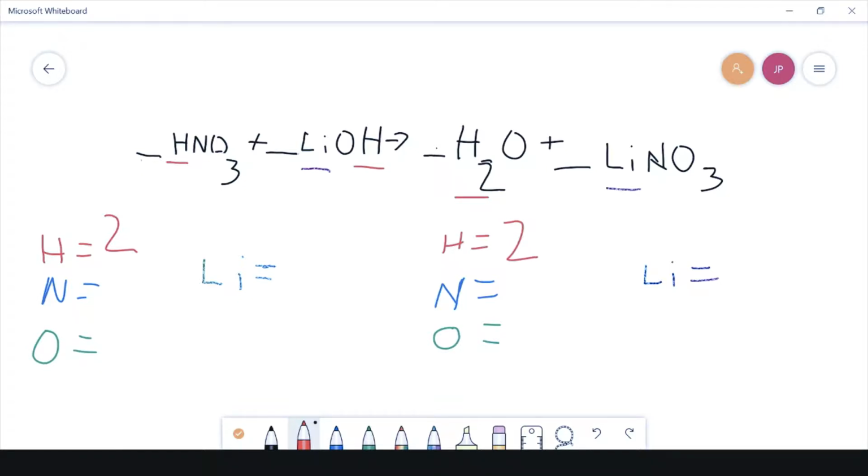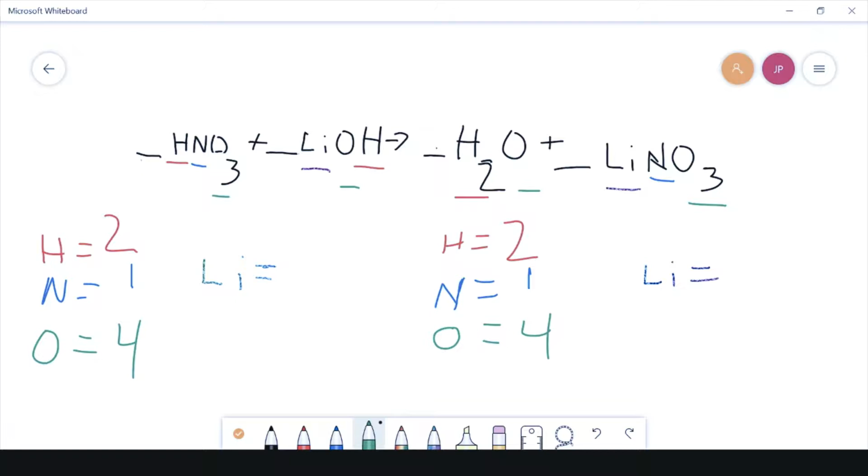So those are balanced. Nitrogen, we've got 1 there, 1 there. So that is just 1 and 1. So nitrogen is also balanced. So far we're balanced. Then for oxygen, we've got 3, 4, and we have 1, 3. So that's 4. So we have 4 of those.